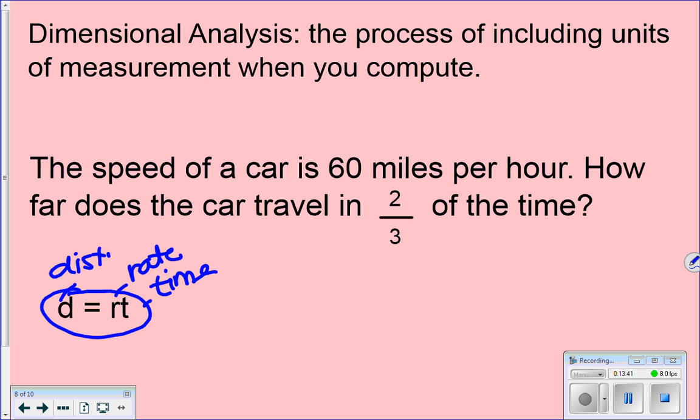So do I know my rate? My rate is, you probably did see it on the STAR test. Actually, you're right, it is on the STAR test. My rate is 60 miles per hour. Guess what my time is? 2/3. I can multiply those, and I get an answer of, as Larissa said before, 40. This is just an example of dimensional analysis. Any questions on this? No?